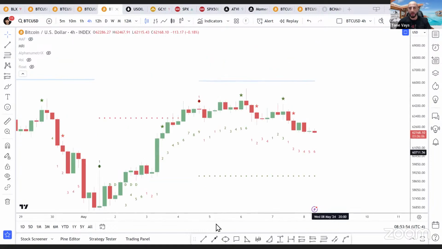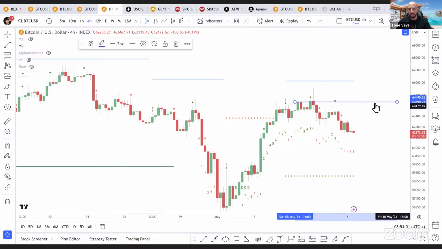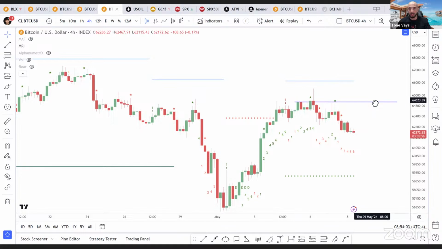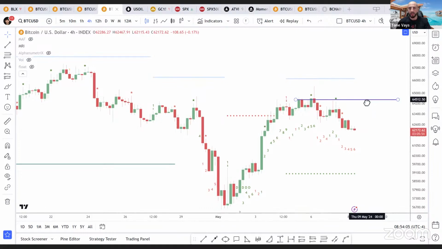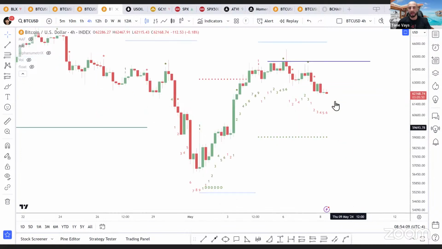And if the 4-hour reverses off that MRI and then goes ahead and breaks $64,500, I'll start getting giddy and bullish again. But until that happens, it's more likely that we're going to break the lows than break the 67 highs. And that's it for me on Bitcoin.